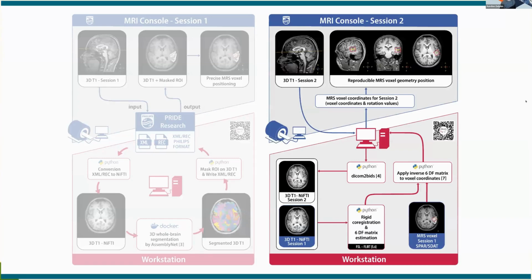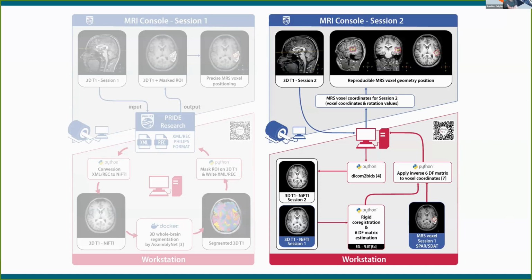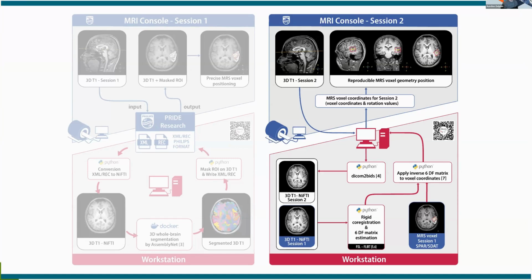And for the second session, we developed a second tool that focuses on the reproducibility of the placements. So again, we acquire an anatomical scan and we just export it to our workstation. And in the workstation, there is still the anatomical scan from the first session. So we register those, and that allows us to obtain the matrices that can convert from the patient space of session one to the patient space of session two.